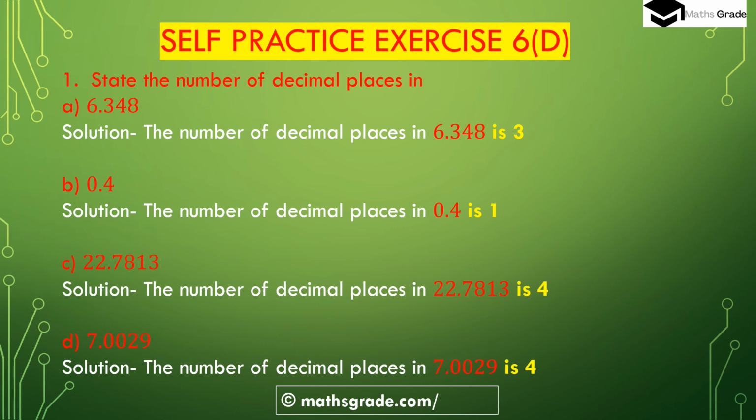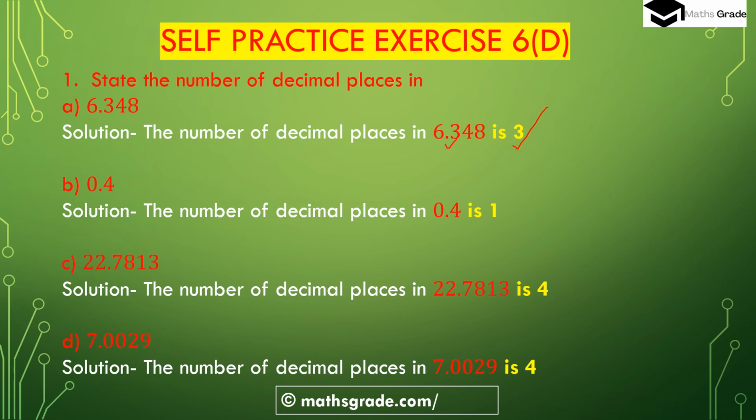Now we will solve question number 1. Question number 1 is: state the number of decimal places in the first bit, 6.348. We have to find the number of decimal places in the decimal number. The number of decimal places in 6.348 is the count of digits after the decimal point. This is a decimal point, symbolized with a dot. After the decimal point there are three digits. So the number of decimal places in 6.348 is 3.